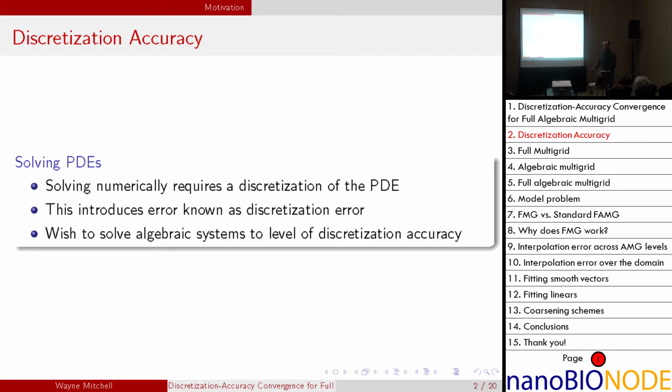And then when you go and solve your algebraic system that you get out of putting down this discretization, you really should only be worried about solving this algebraic system to the level of discretization accuracy. Any further accuracy you get out of the algebraic system is sort of wasted effort, right? So what we're going to be talking about for this talk is efficient ways and efficient algorithms for attaining discretization accuracy.